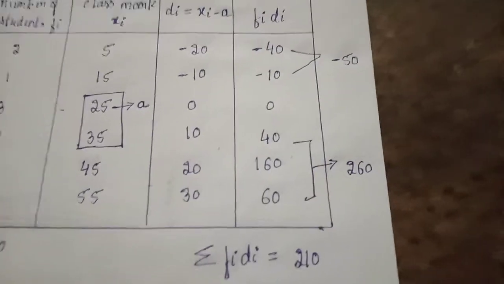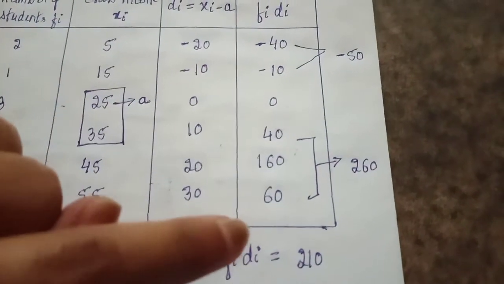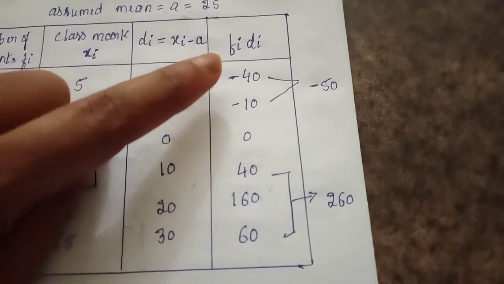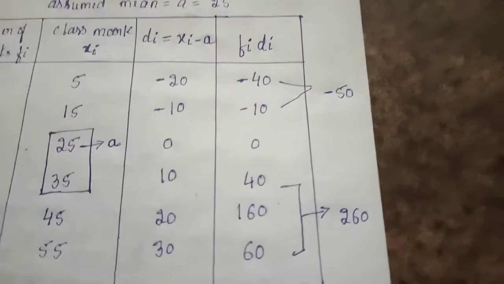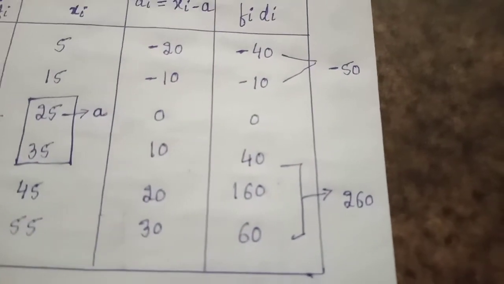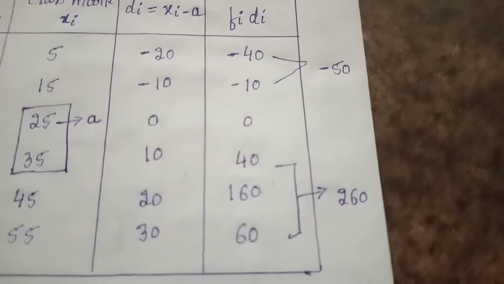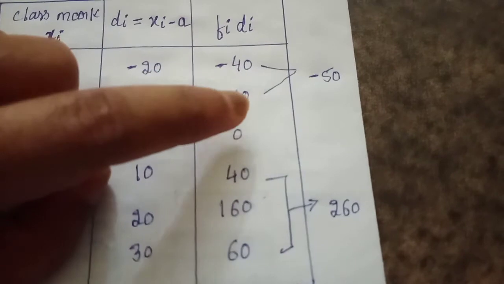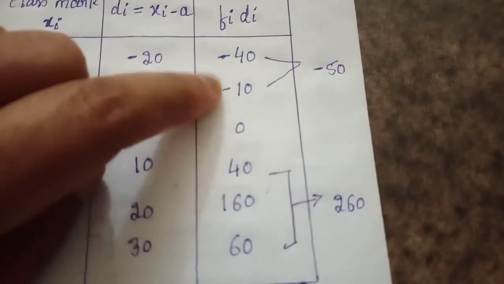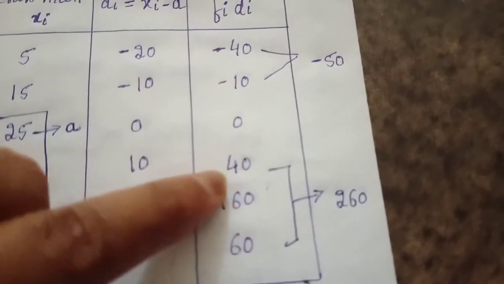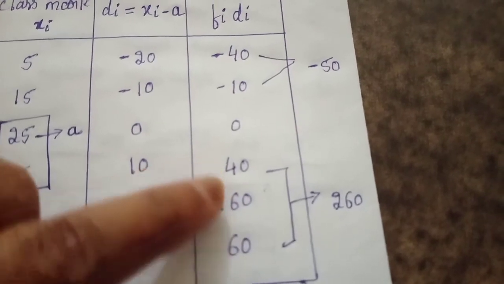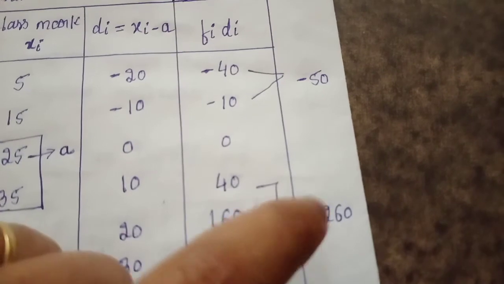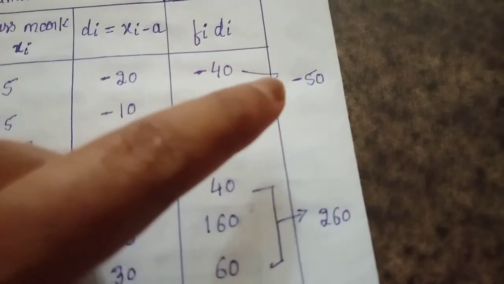Now what do I have to do? I have to sum all these numbers, the summation of fi di. This column you have to add. You can clearly see negative numbers and positive numbers. When you add both the negative numbers, we get 40 plus 10, 50 with a minus sign. And all these are positive numbers. Add all these positive numbers, we got 260 with a plus sign. Here plus 260 and this is minus 50.